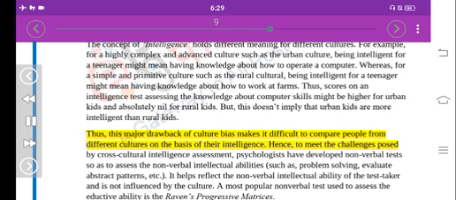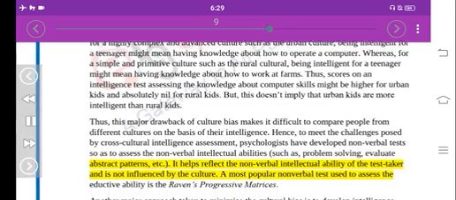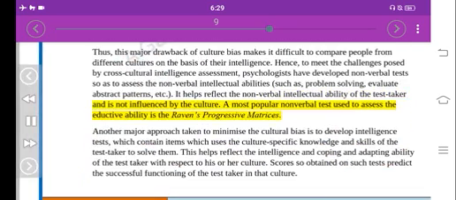Thus, this major drawback of cultural bias makes it difficult to compare people from different cultures on the basis of their intelligence. Hence, to meet the challenges posed by cross-cultural intelligence assessment, psychologists have developed nonverbal tests to assess nonverbal intellectual abilities such as problem solving, evaluating abstract patterns, etc. It helps reflect the nonverbal intellectual ability of the test taker and is not influenced by culture. A most popular nonverbal test used to assess this ability is Raven's Progressive Matrices.